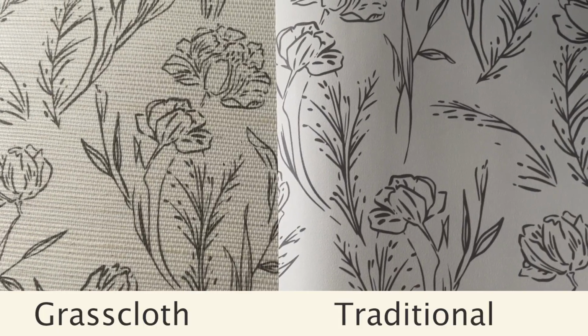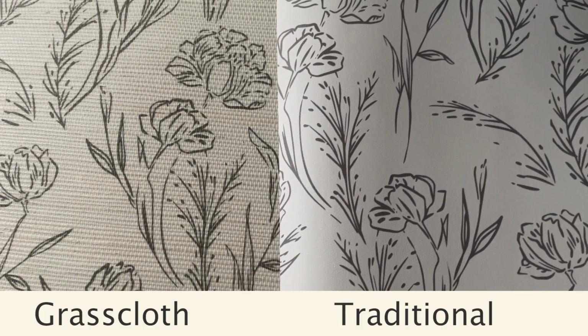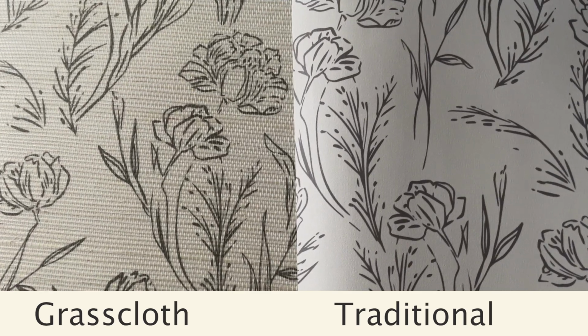So if maybe you have a cream or a white colored design, it's going to be more yellow toned. So whatever design you choose is going to be more yellow toned on Grasscloth than on the other three.